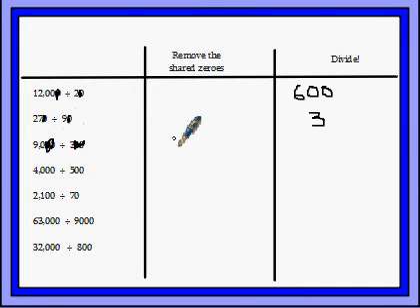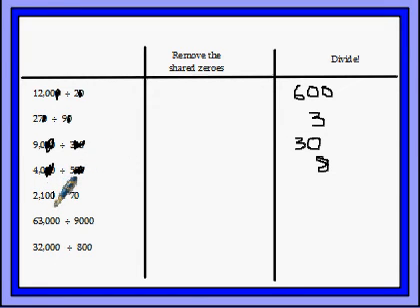9 divided by 3 is 3. And then there's a 0 in my problem that I didn't cross out, so I'm going to bring that over to my solution. 4,000 divided by 500. I can cross out these 2 zeros because I've got 3 zeros on this side, so I can get rid of 2 of those. 40 divided by 5. That's easy. Multiplication table tells me that's 8.